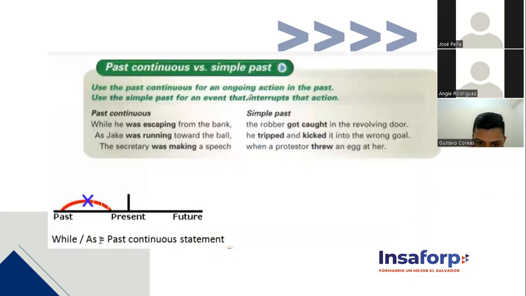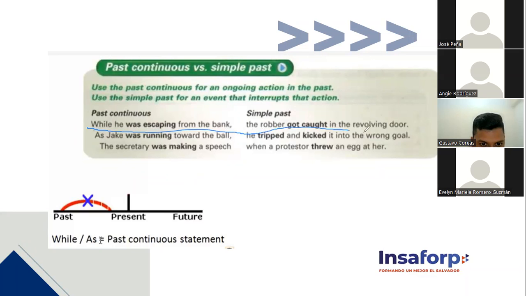Evelyn, please help me, please. Only with the past continuous here. No, let's do it one by one because it won't make sense. So past continuous and simple past. This is the first one. While he was escaping from the bank, the robber got caught in the revolving door.